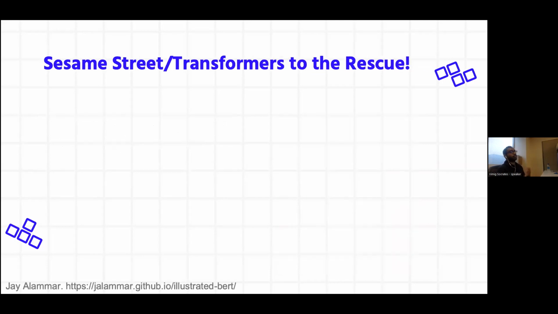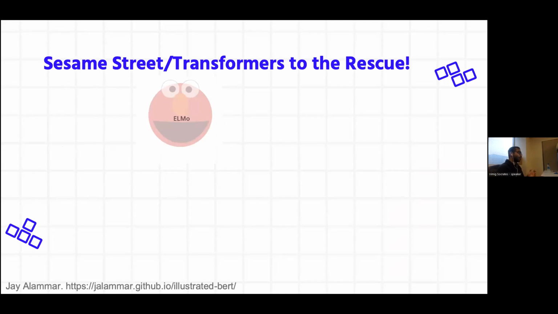So what actual model do we talk about? Just a little bit of background. The models that I'm going to be talking about here are based on the idea of machine learning, which is just a fancy term. I'm sure you've heard of it, but it's just a fancy term for trying to predict different things. In our case, we're trying to predict the next word in a sentence. There's a couple different models and they all have fun names, which is why Sesame Street and Transformers are coming to the rescue.